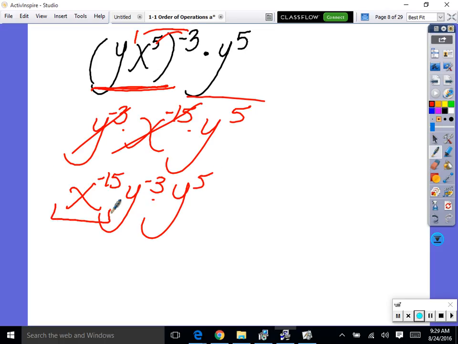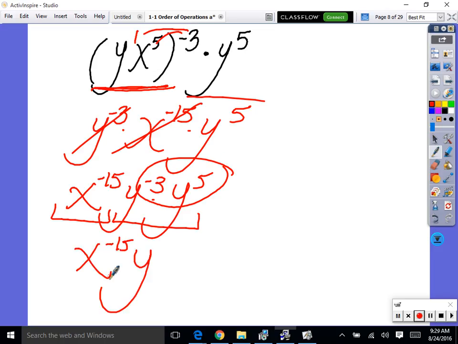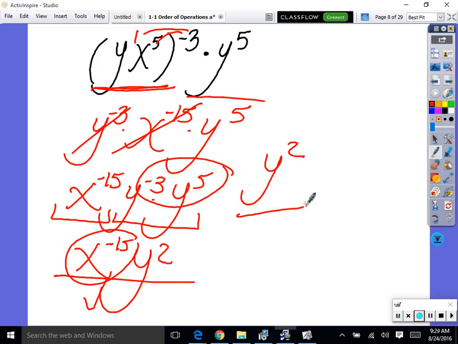So now we'll simplify x's, done. When you multiply, you add. So we have x to the negative 15, and we have y to the negative 3 plus 5 is 2. Positive 2, right? No, you're good? Positive 2, right? There's our answer. We fixed negative exponents. So when we draw our line and flip that over a fraction, we have y squared on top, and on bottom we have x to the 15.